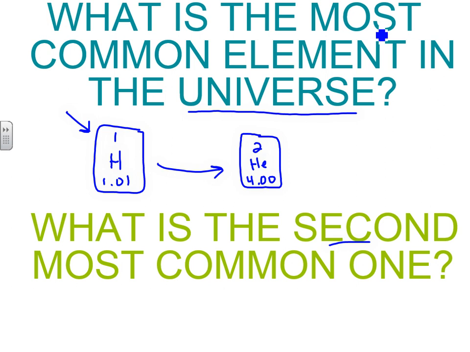Our planet is really tiny compared to a star. And stars convert hydrogen into helium through something called fusion. It's a nuclear process. And that's why these are the two most common elements in the universe.